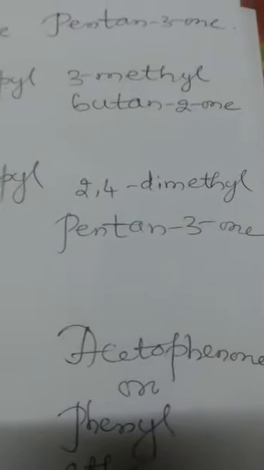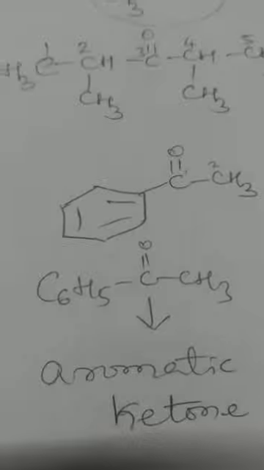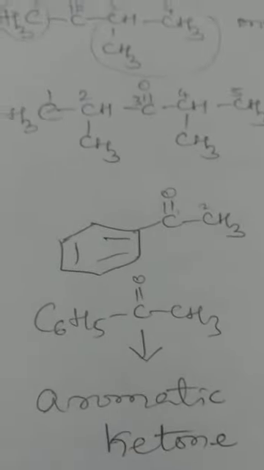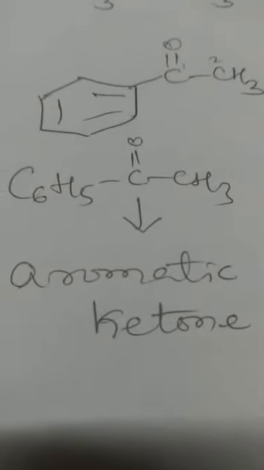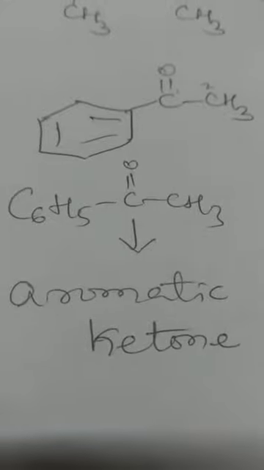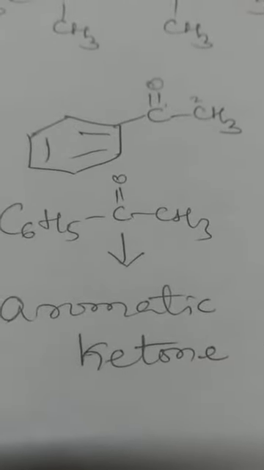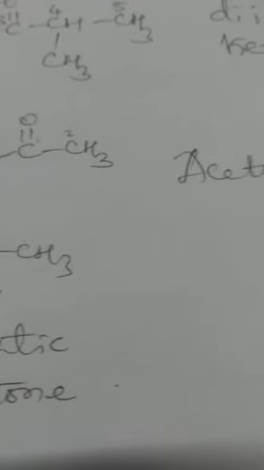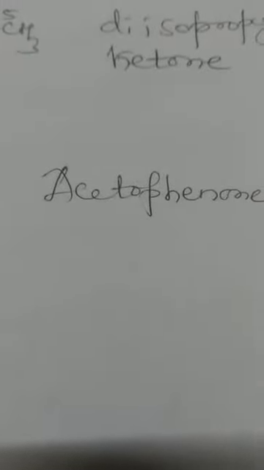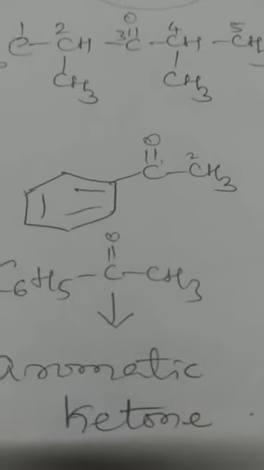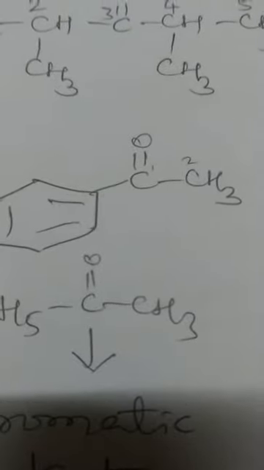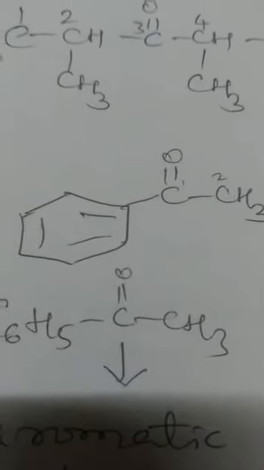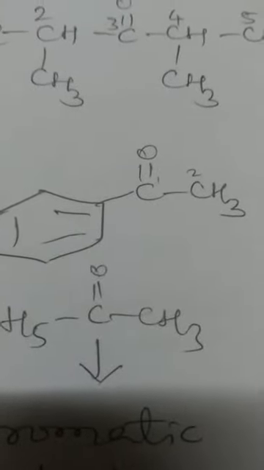Now coming to an example of an aromatic ketone, which can be represented by the phenyl group C6H5. C6H5COCH3 is an example of an aromatic ketone. This aromatic ketone has a popular common name accepted by IUPAC, called acetophenone. You can also call it methyl phenyl ketone, because alphabetical order should be followed. It will be methyl phenyl ketone in the common system.